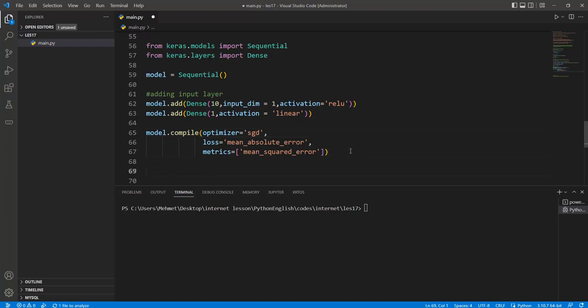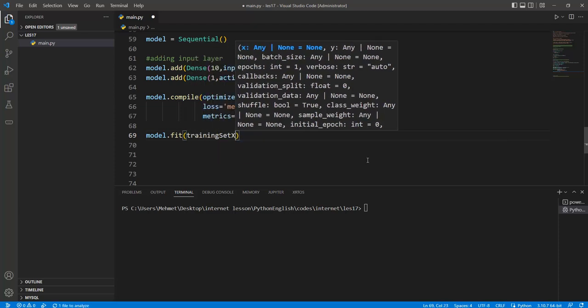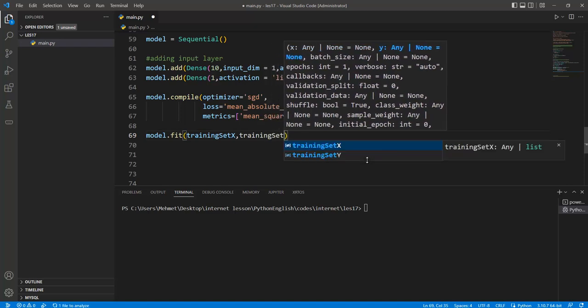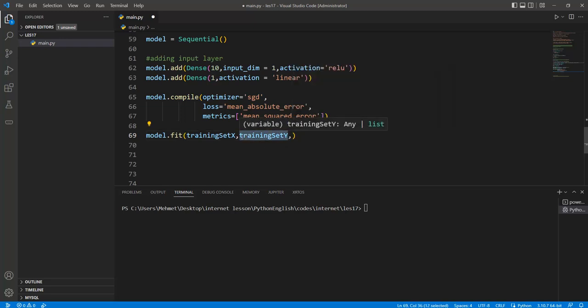And then the model can be trained by using the fit function. In order to call fit, training set x should be given, and training set y should also be given. And so this fit body trains the neural network to represent training set y with respect to training set x, the whole input values. So we may expect our neural network to generate the training set y values here.